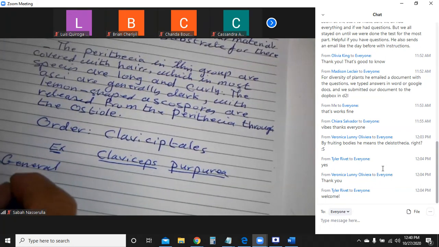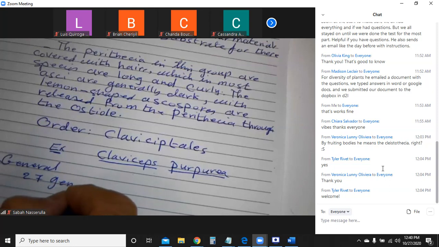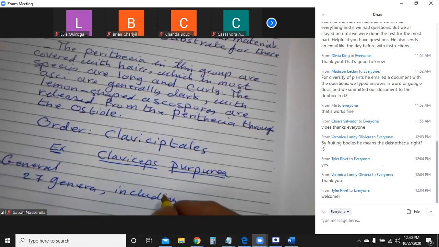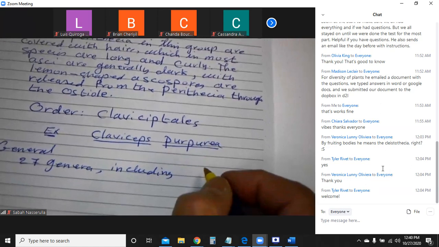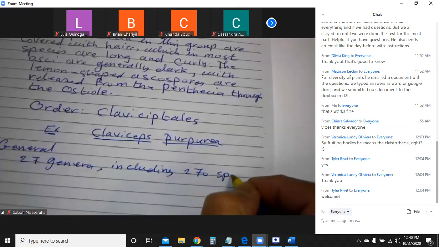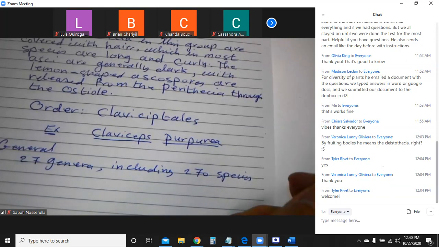In general, there are about 27 genera, including, as I mentioned, about 270 species.